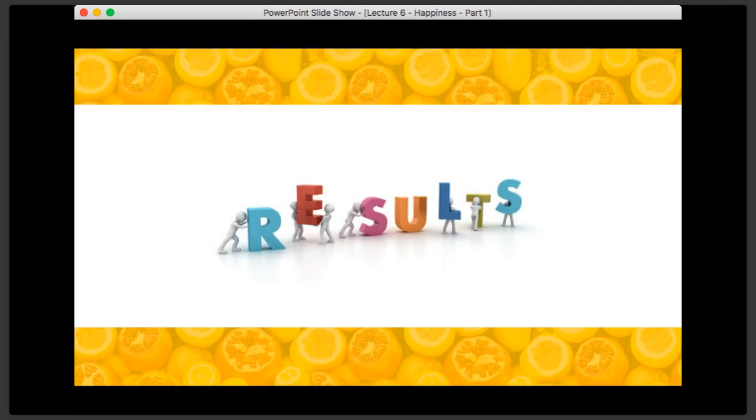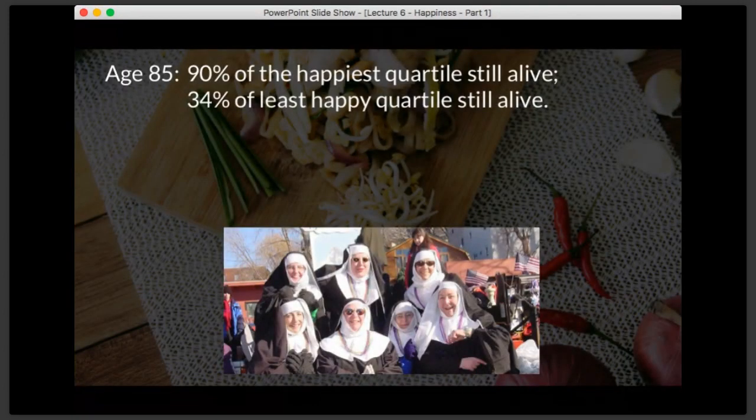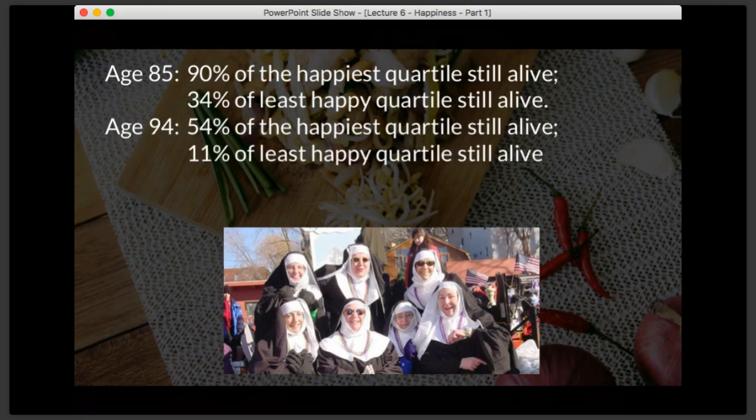So, longevity results. Lots and lots of years later, at age 85, 90% of the happiest quartile of nuns were still alive. 90% of them. And 34% of the least happy quartile were still alive. Wowza. A few years later, at age 94, 54% of the happiest quartile were still alive, and 11% of the least happy quartile were still alive.